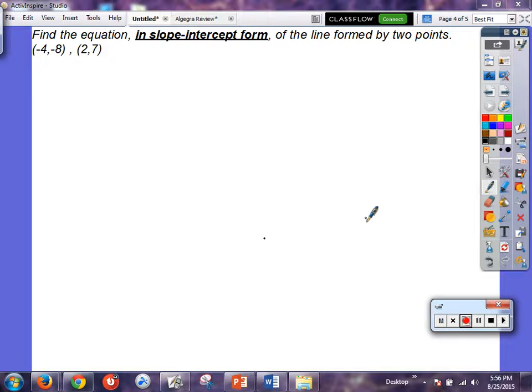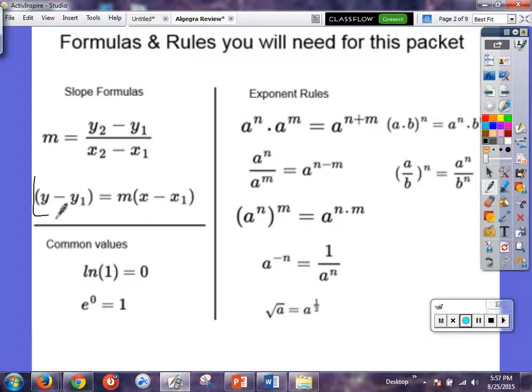Okay, it's asking for slope-intercept form, which is mx plus b. Okay, and we got 2 points. You have 2 points. The equation to use, and that's what this is for. First thing we need to find is the slope.